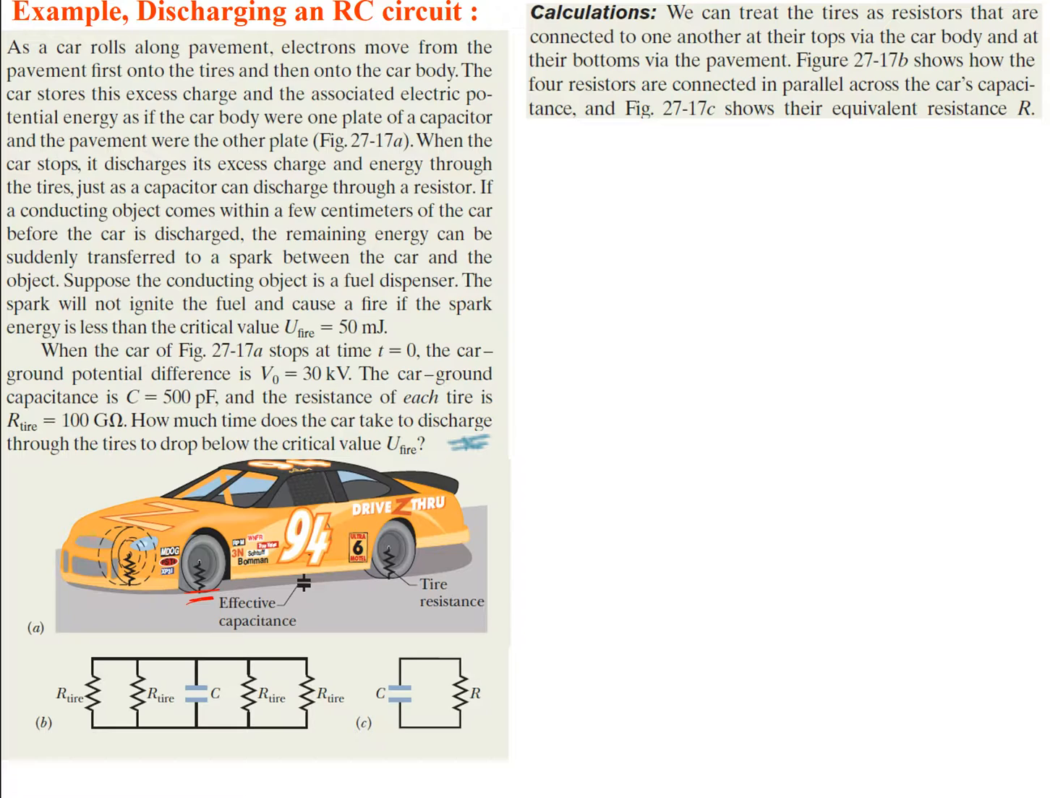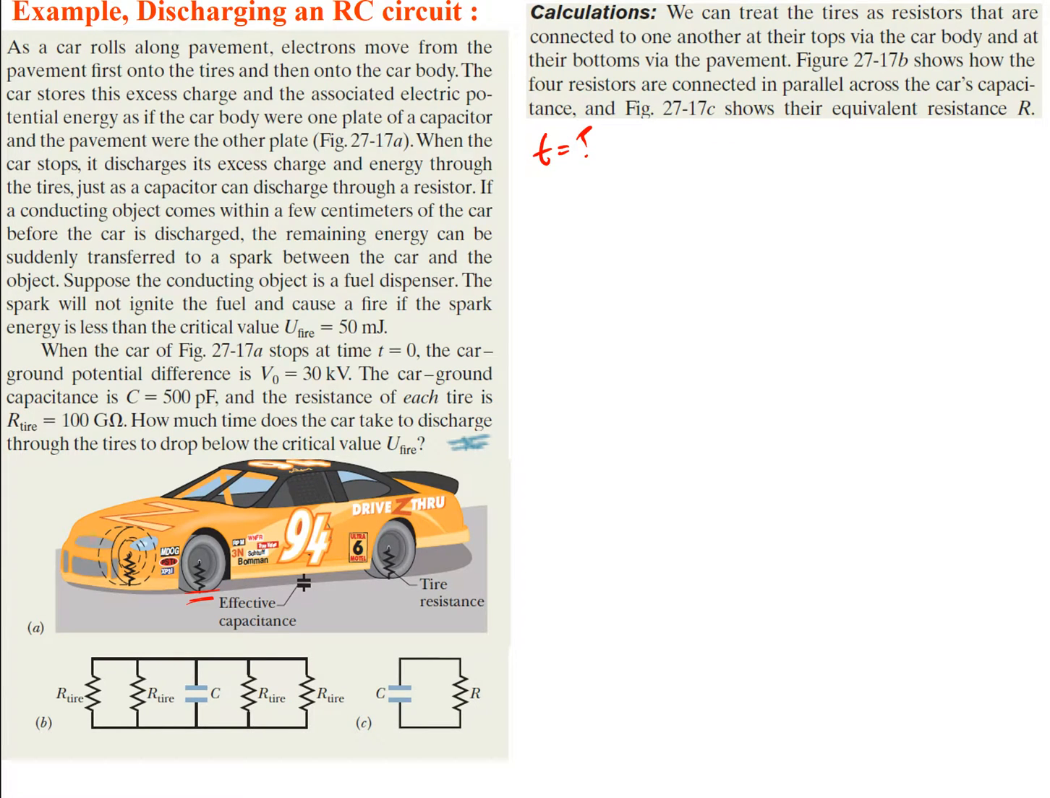When the car, in the figure, stops at time t equal to 0, the car-ground potential difference is V naught equal to 30 kilovolts. The car-ground capacitance is 500 picofarads, and the resistance of each tire is R equal to 100 gigaohms. How much time does it take to discharge through the tires to drop below the critical value of U fire? Okay, so we're really trying to find time here. Right, how long does it take?